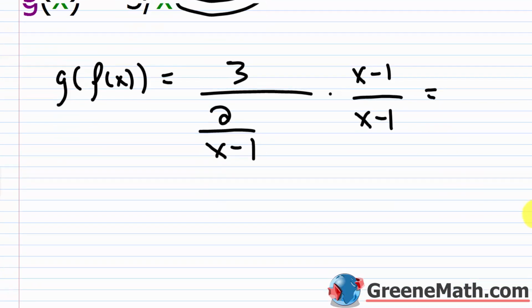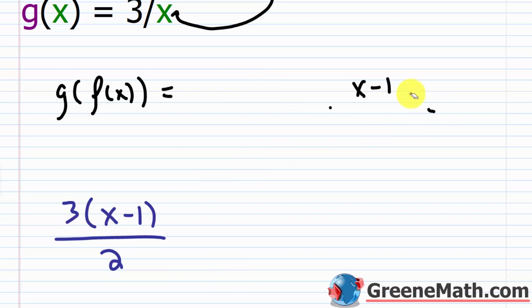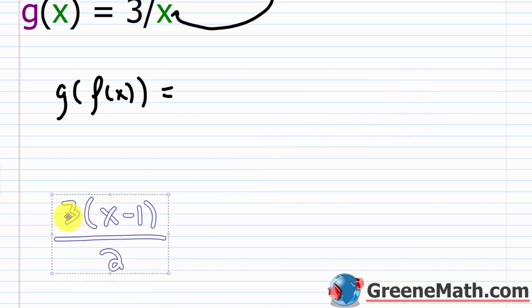Let's scroll down and get a little bit of room going. We'll have 3 times the quantity x minus 1 in the numerator over, in the denominator, the x minus 1s are going to cancel, so you would just have your 2 there. So you get 3 times the quantity x minus 1 over 2. Let me erase this real quick.